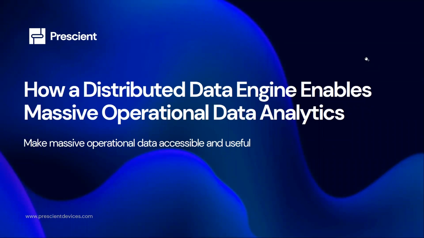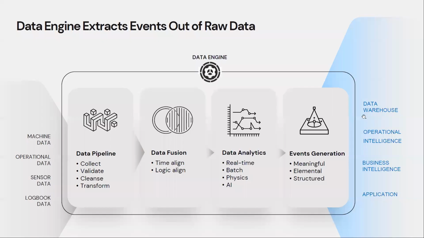In this video, we will talk about distributed data engines and how they are able to analyze massive amounts of operational data. In a previous video, we discussed what a data engine is. It is a processing unit that's able to take in very complex, very high speed, raw operational data, clean that data, validate it, transform it, which is often called a data pipeline operation, then fuse the different data streams or the events within the data streams together and perform analytics on it and generate very meaningful, comprehensive events.